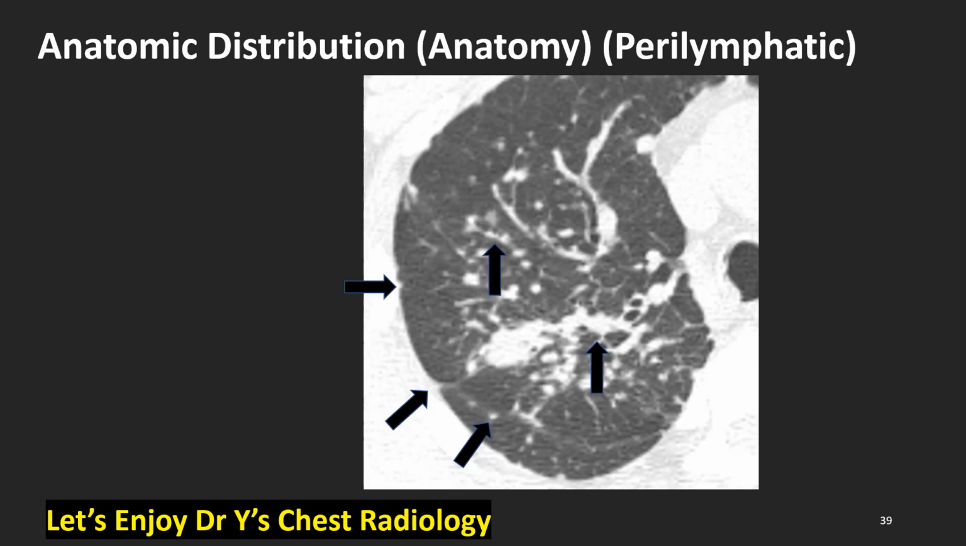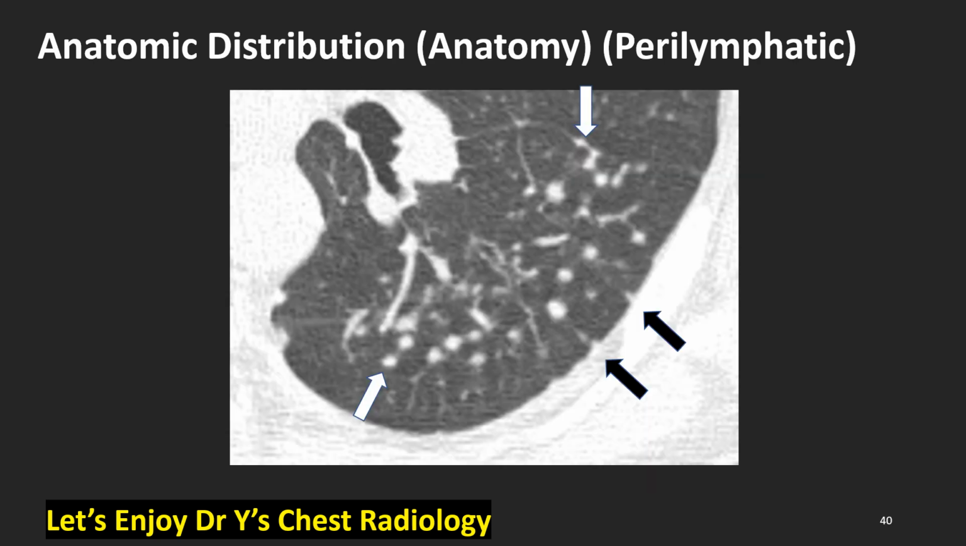Anatomic distribution, anatomy, perilymphatic. The arrows indicate micronodules of perilymphatic distribution. This patient is coal workers pneumoconiosis. Arrows indicate the perilymphatic distribution of micronodules. This is another patient of pneumoconiosis.